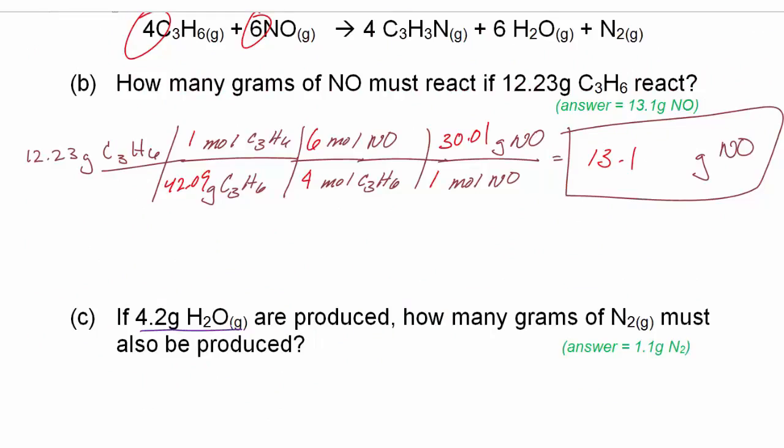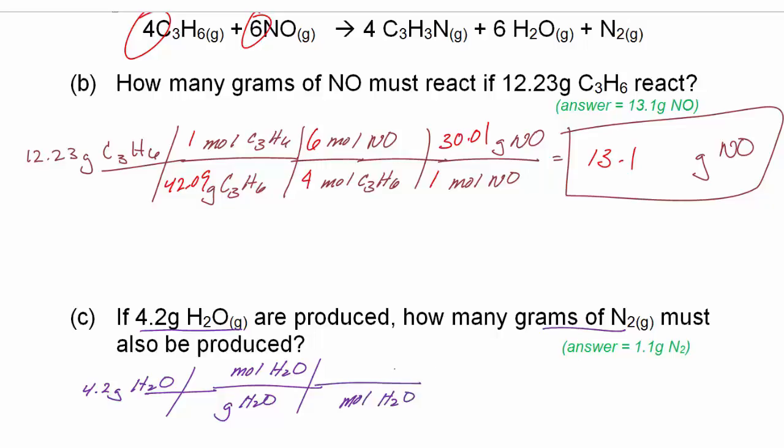If 4.2 grams of water are produced, how many grams of nitrogen must also be produced? So I have 4.2 grams of water. I need to get that into moles first so I can use my mole bridge. Then I'm ready for the mole bridge, and I want to go from moles of water. I want to end up in nitrogen. Then the molar mass of nitrogen, because they want the final answer in grams of nitrogen.